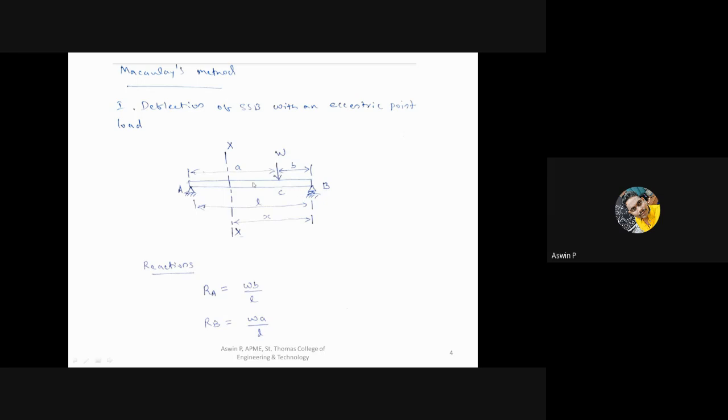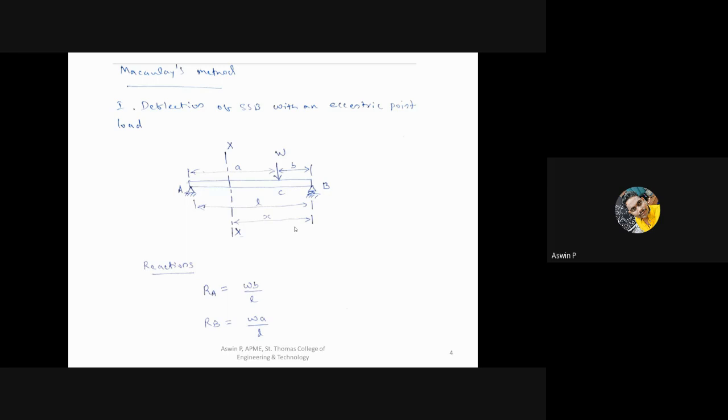That will not be at the center, because A to C is marked as small letter a and B to C is marked as small letter b. So a is not equal to b. By looking at the figure itself, you can understand. So we need to consider a section XX in this figure. You can either consider XX here or between these points. According to our requirement, we need to identify XX.